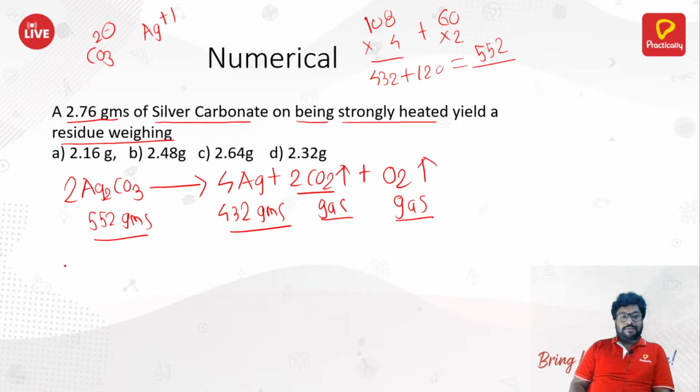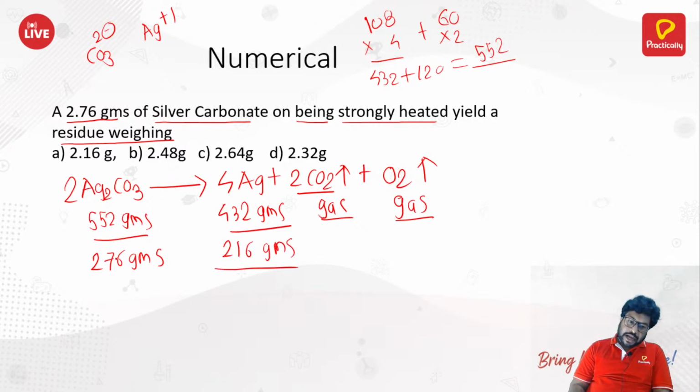If you divide 552, you will get 276. That means 276 grams of silver carbonate will give us 216 grams of silver, right? I took half of this. If 552 grams of silver carbonate gives me 432 grams of silver, then half the amount of silver carbonate will give me half the amount of residue. This is our residue.